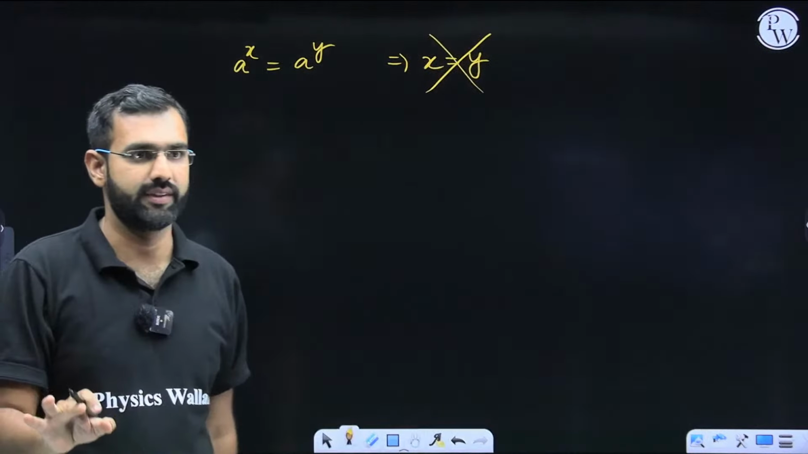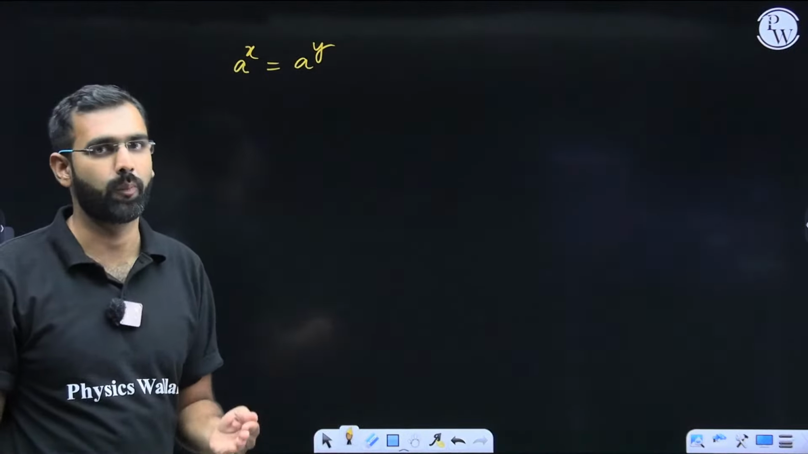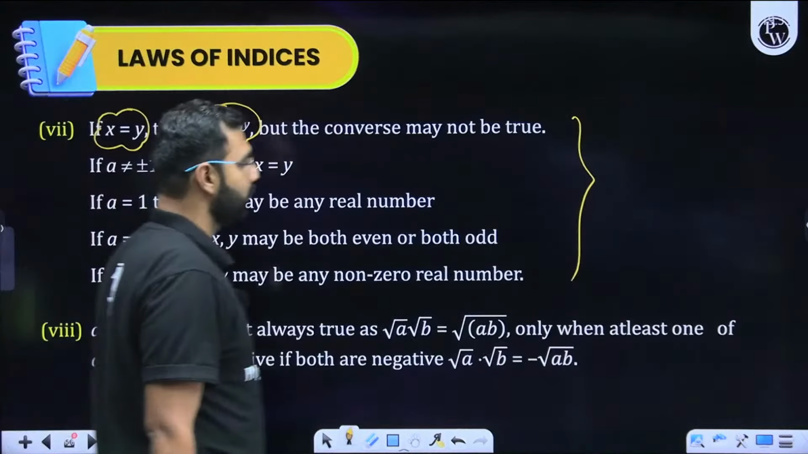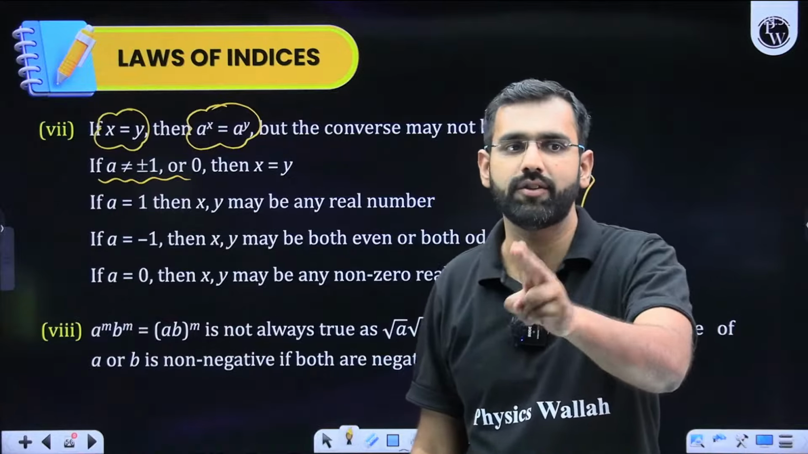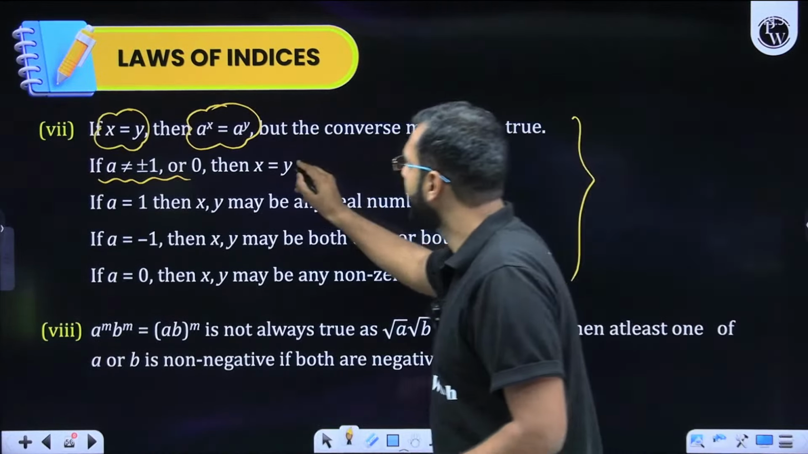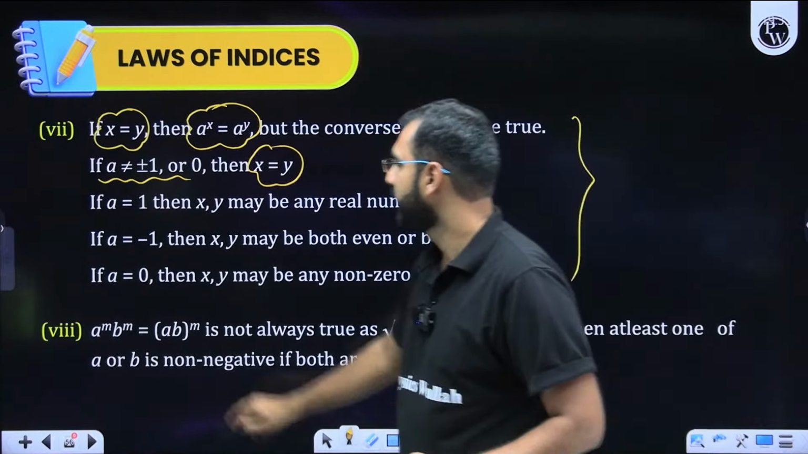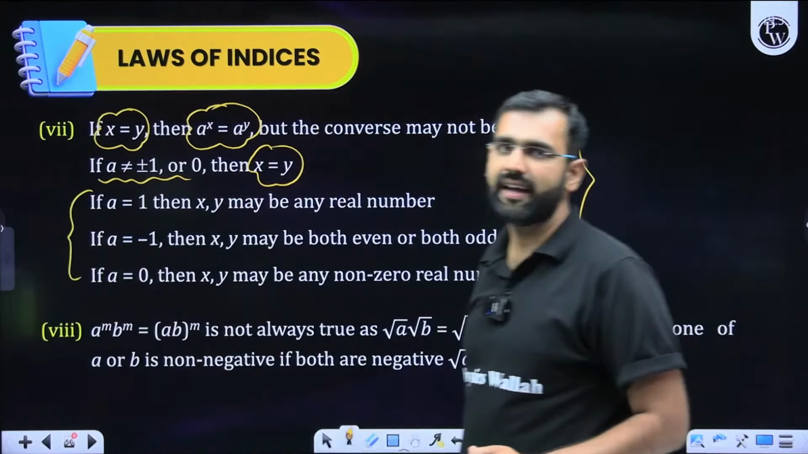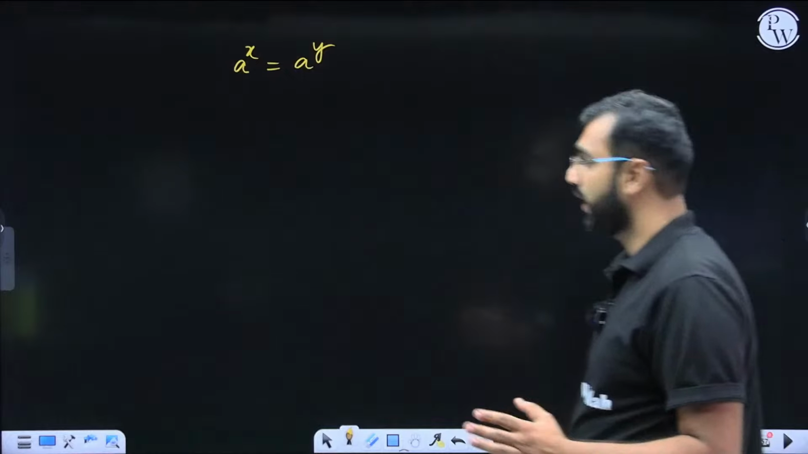Did you get that? Shall I repeat that part? I repeat my part very clearly. If a to the power x is equal to a to the power y, then there are a lot of possibilities. First possibility: if and only if a is not plus minus 1 or 0, then definitely x could be y. But if a is 1, or a is minus 1, or a is 0, then things may change. I hope you're understanding.